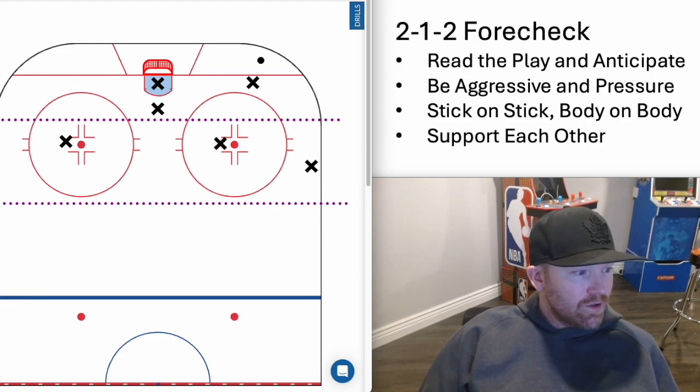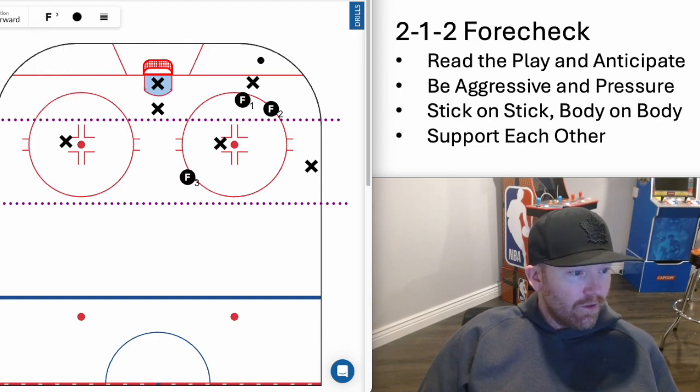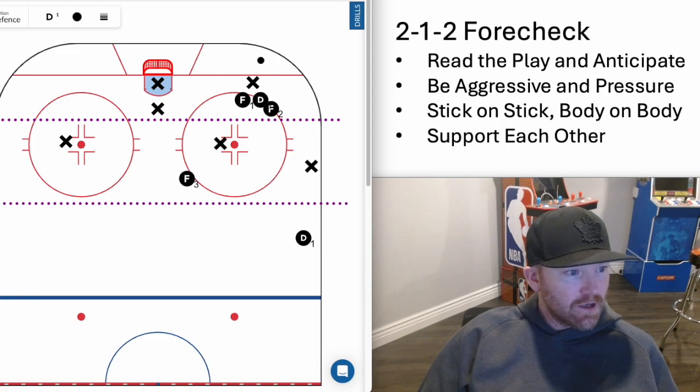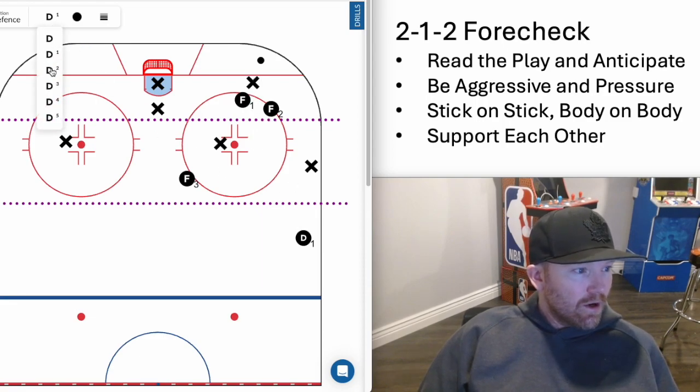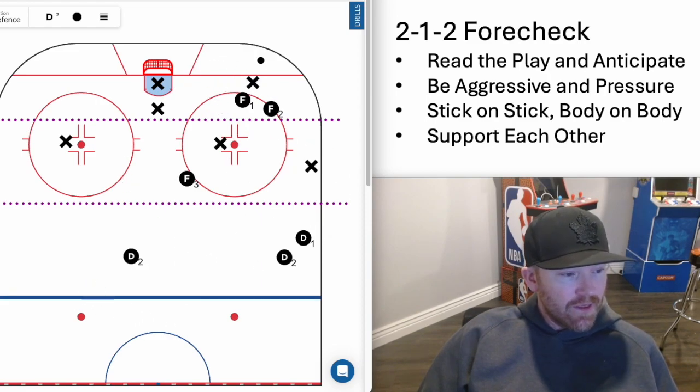So in a 2-1-2 forecheck, the first layer, or this bottom layer, is always going to have our F1, and then our F2 is always going to be there to support, and then our F3 is going to be in the middle layer. So they're hovering. In the last video, we talked about them as being like the hawk, so they're watching. And then we have, of course, the defenseman. We have our D1, which would always be on this side, closest to the puck, and our D2, which is on the other side, but also they're in that top layer.